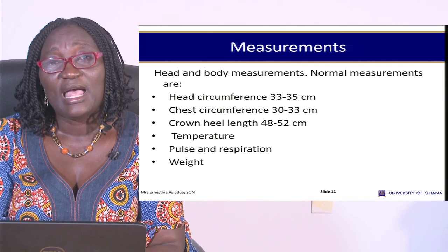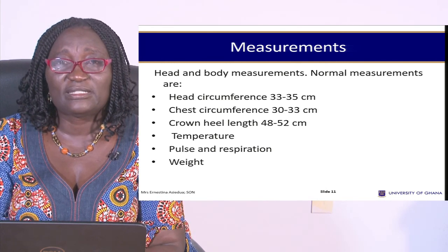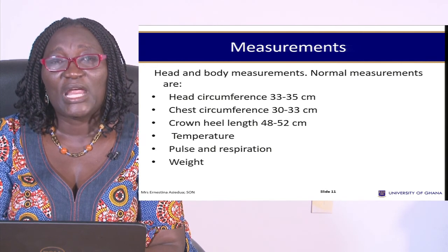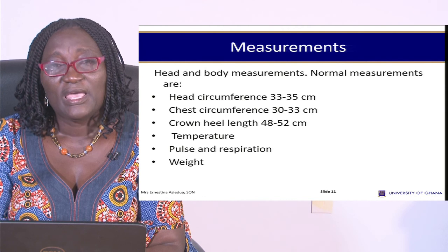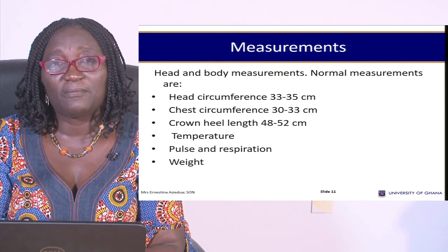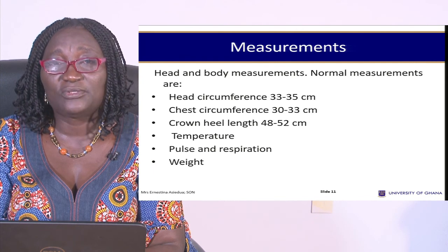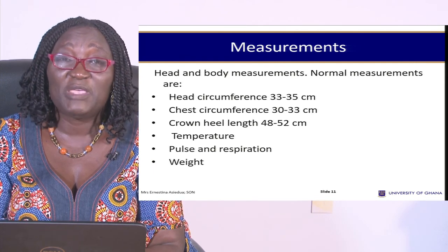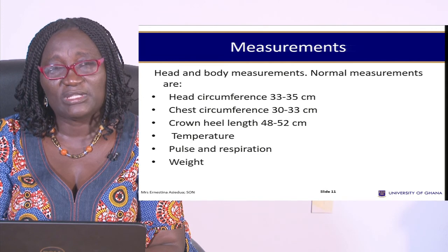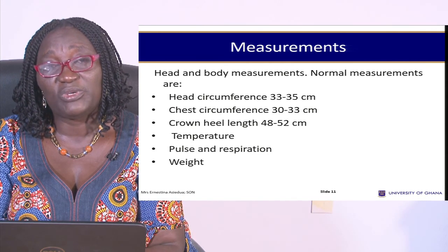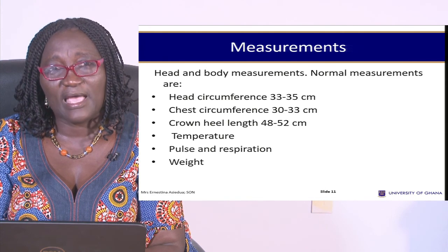If for any reason this head is abnormally small or abnormally big, then it tells you that there may be some congenital abnormality. You also measure the chest circumference, which is also close to that of the head, around 30 to 33 centimeters, and then the crown to the heel, which is the length of the baby, measuring 48 to 52 centimeters. Most babies are around 50 centimeters. You should also look at the temperature of the baby, the pulse and the respiration, and then you also measure the weight.